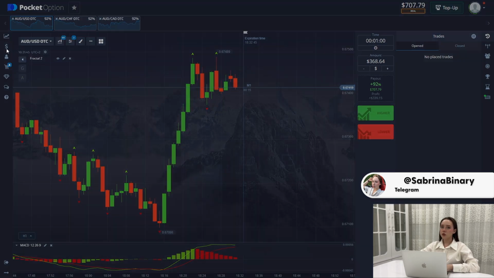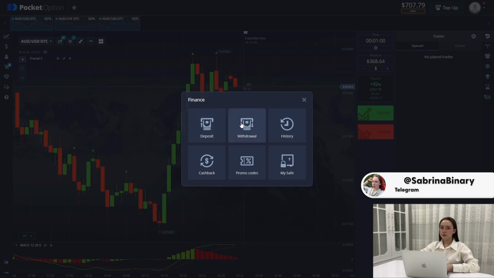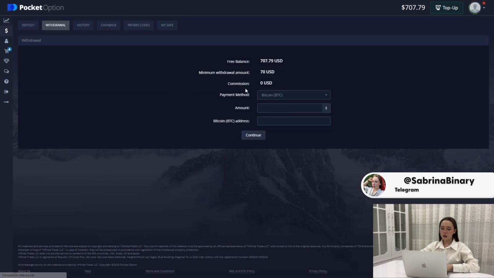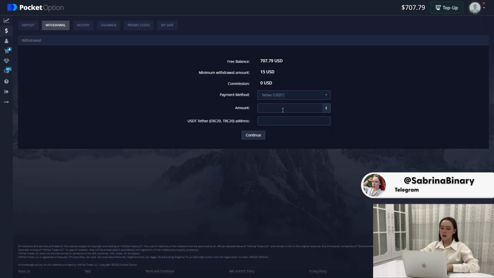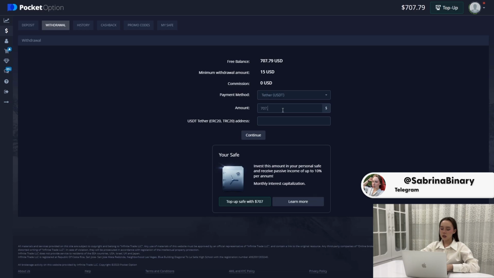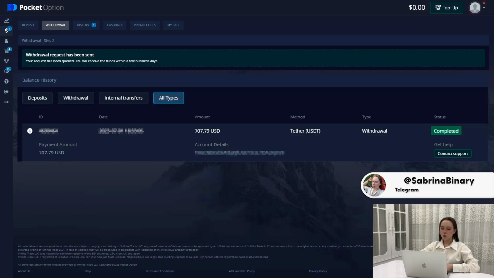And now let's withdraw the funds. First, you need to click on the dollar icon, then click on the word withdrawal, and I'll withdraw money in USDT. Then I enter my data and how much money I want to withdraw. Click continue, and as you can see, the withdrawal really came.